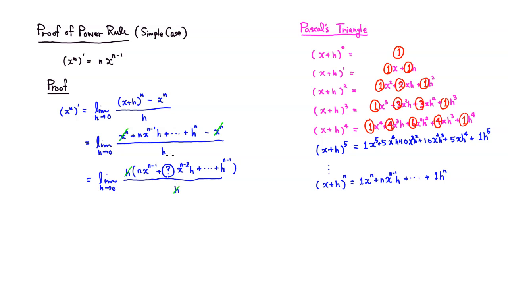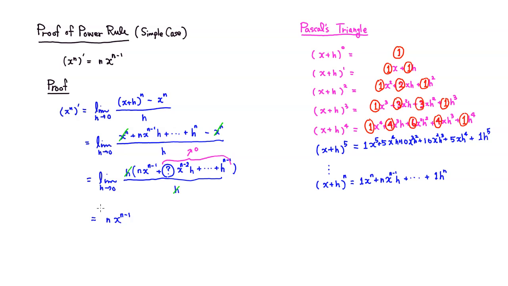Now h is going to 0. You can see that all these remaining terms, except for the very first one, have a factor h in it. So as h goes to 0, starting from the second term on, they're all going to 0 because they're multiplied by 0. So the only thing that's left is n times x to the n minus 1, right?